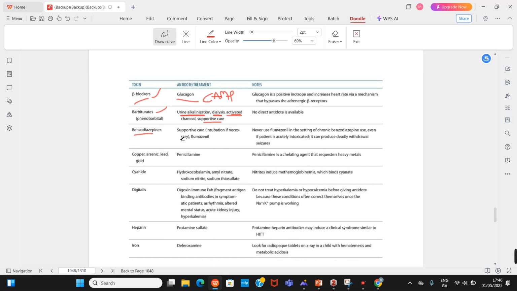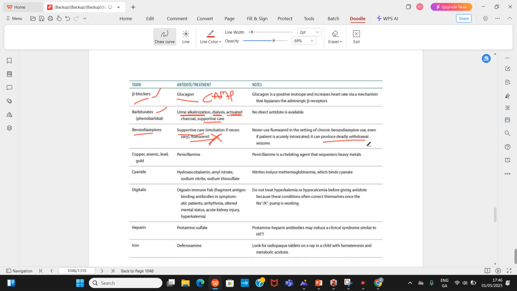Benzo, supportive care only. If there's a need for oxygenation, give oxygen. If there's a need to intubate due to excessive sedation, intubate. That's the supportive care you can do. Don't pick Flumazenil. It's going to be wrong. Many people will go and be picking Flumazenil confidently. You have to be very careful with it because it can precipitate withdrawal seizures.